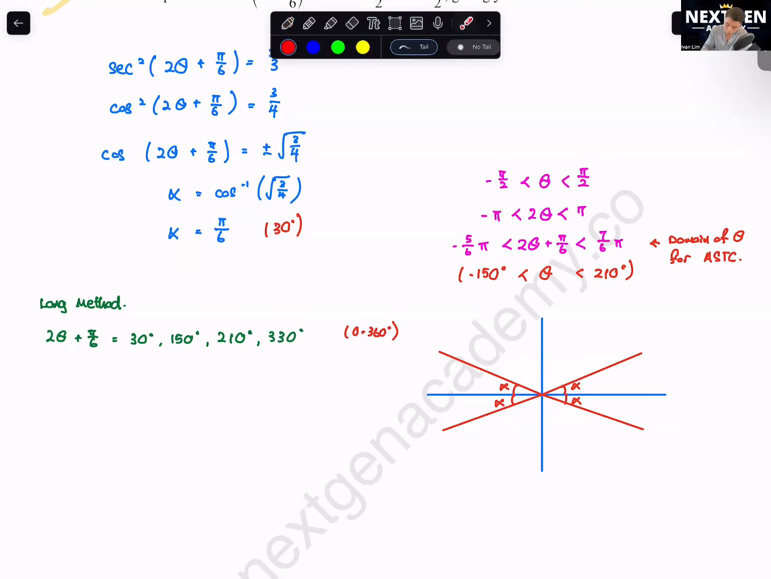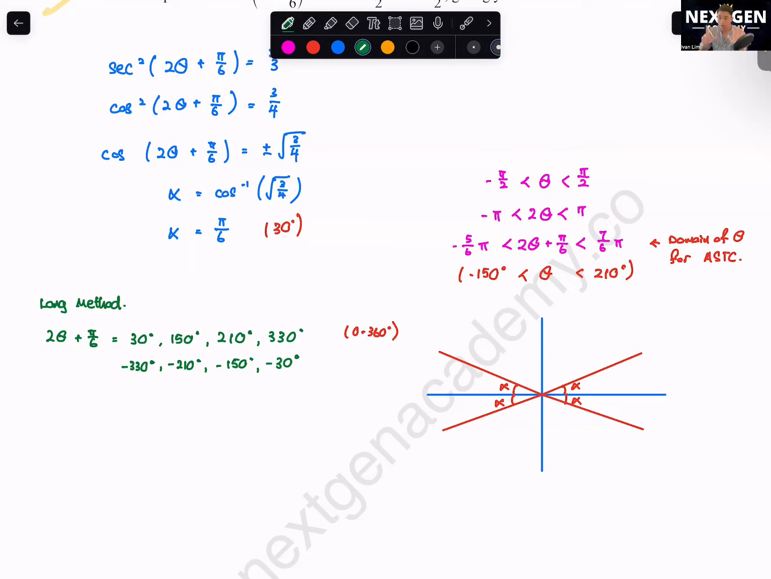Then because your domain here goes until negative, you're going to minus 360 degrees to all the answers. So 30 minus 360 degrees. So here you will get minus 330, minus 210, minus 150, and then minus 30 degrees. Okay, like what I said, this is a long method.